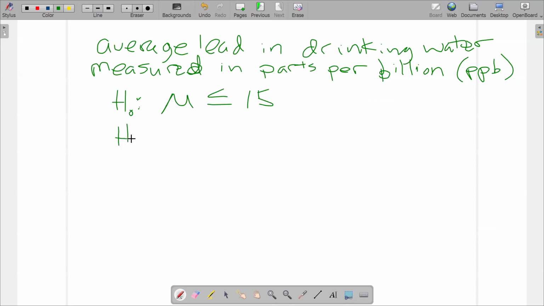The alternative hypothesis is that we don't want it to exceed that. So mu is, we're checking to see if it actually does. Is mu greater? Okay. Does this set of samples significantly exceed?